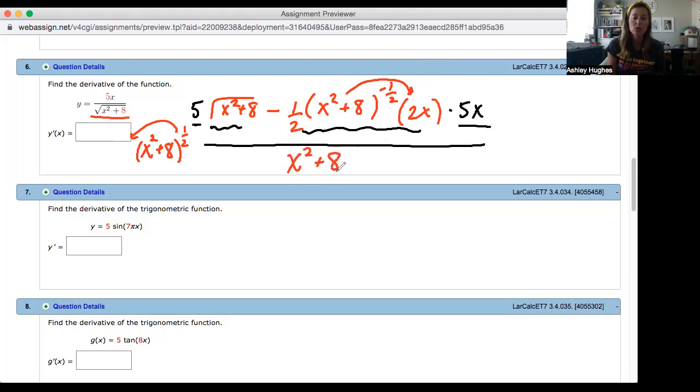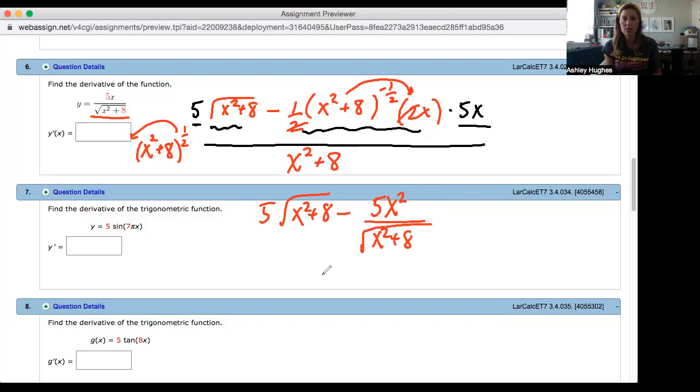For quotient rule, you put it all over the bottom squared. When I square the square root, you're just going to get the bottom like that. This 2 and that 2 could cancel, and you could write this at the bottom if you want. Let's see, I can write 5 square root of x² plus 8 minus x times 5x. It's 5x². And then I have over x² plus 8. Well, that was kind of messy.